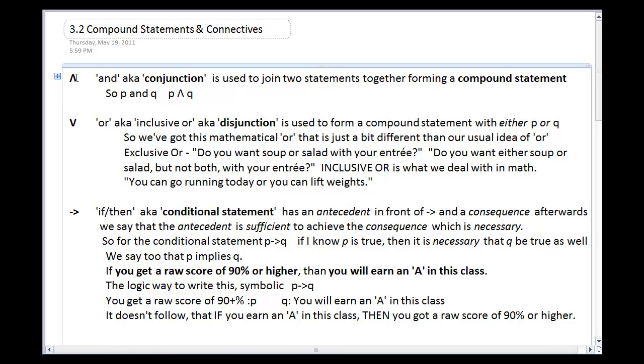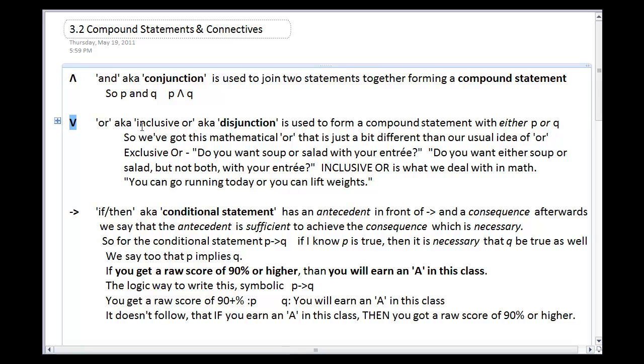For this first one, I have this upside down V shape. It means and. We call it conjunction. It's used to join 2 statements together, and when we join more than one statement together, we call it a compound statement. If I was talking about P and Q, then I would have my symbol in logic, as shown here. The other symbol that I have is a V-shaped symbol.